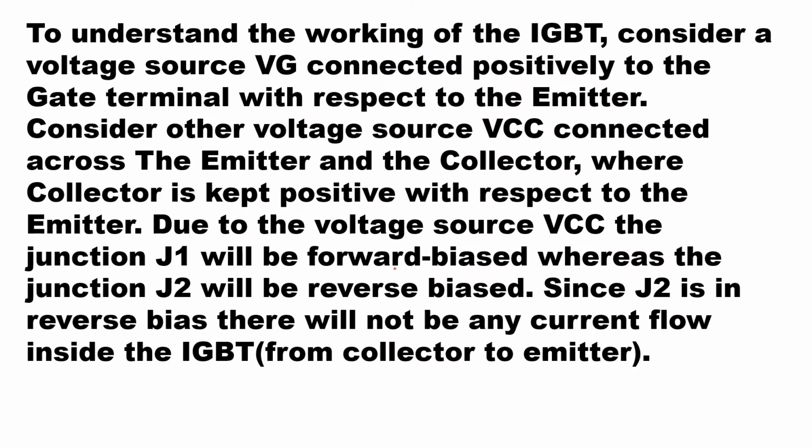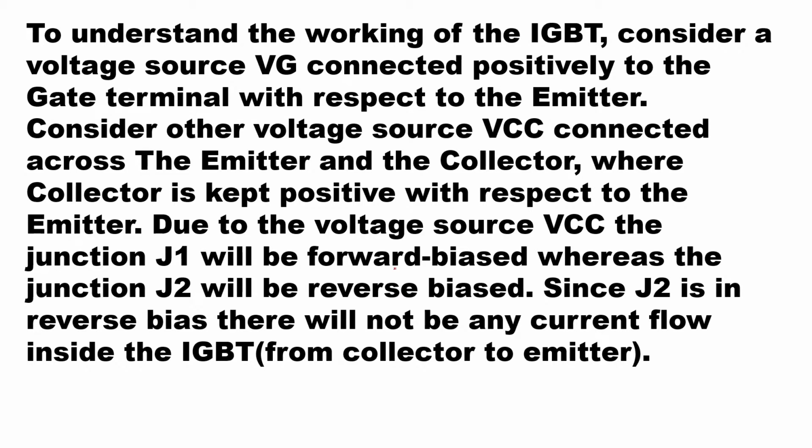Now, to understand the working of IGBT, we can read the note first. Consider a voltage source VG connected positively to the gate terminal with respect to the emitter. Consider the other voltage source VCC connected across the emitter and collector, where the collector is kept positive with respect to the emitter. Due to the voltage source VCC, junction J1 will be forward biased, whereas junction J2 will be reverse biased.